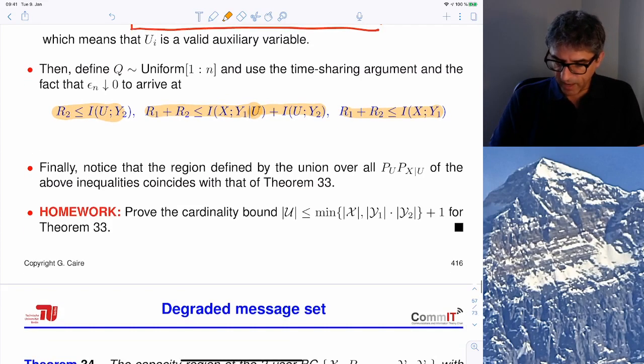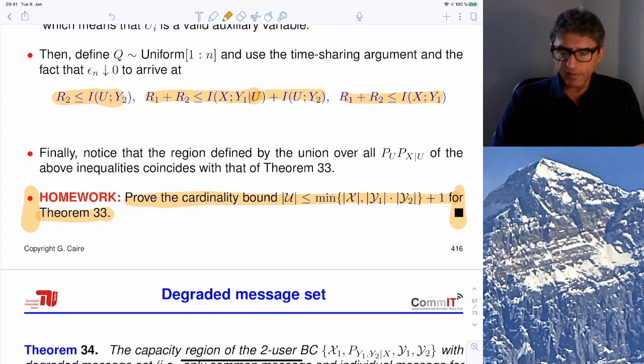And in addition, we can even prove the cardinality bounds, which of course are more complicated than the case for the degraded channel, which was already complicated. So, okay, this is admittedly a very, very complicated result, but it shows basically the optimality of superposition coding for this class of more general broadcast channels, which are called the more capable channels, which are not necessarily degraded, but some sort of extension.